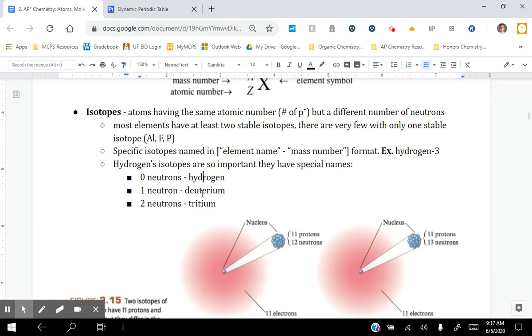Now these names that I've put here related to hydrogen's isotopes are an old nomenclature that has just been used consistently throughout time. Hydrogen with 1 neutron is referred to as deuterium, and 2 neutrons is referred to as tritium. But if you were to name it as hydrogen-3 or hydrogen-2, that would equally be acceptable.